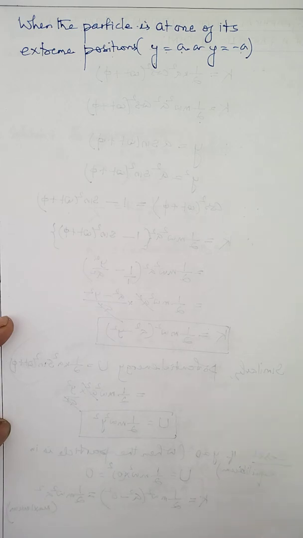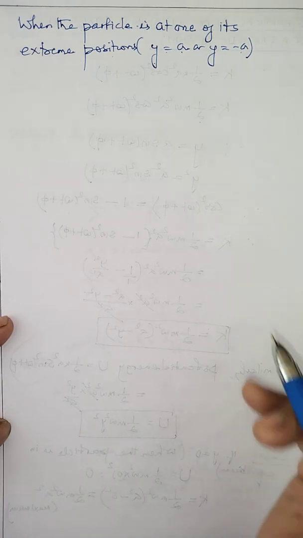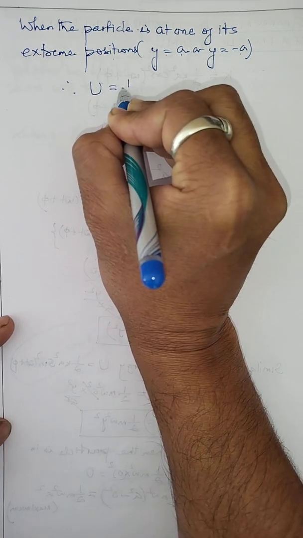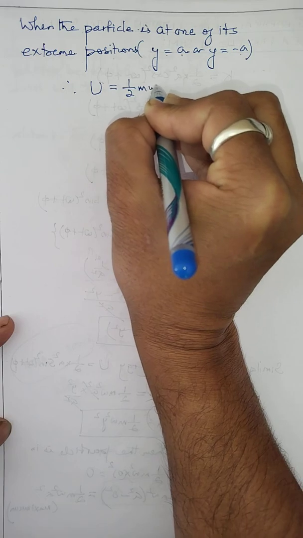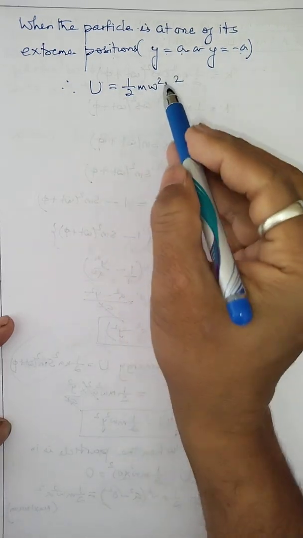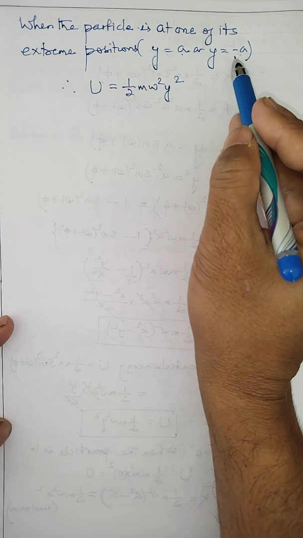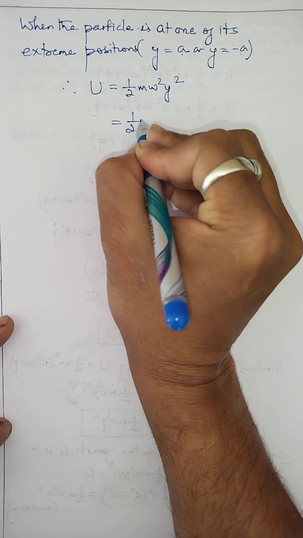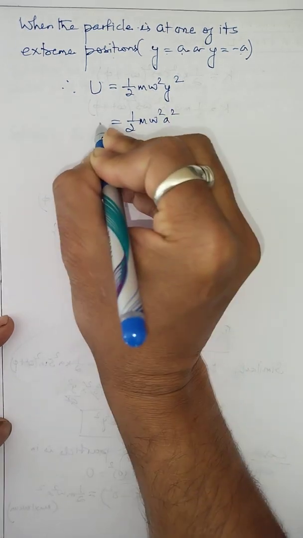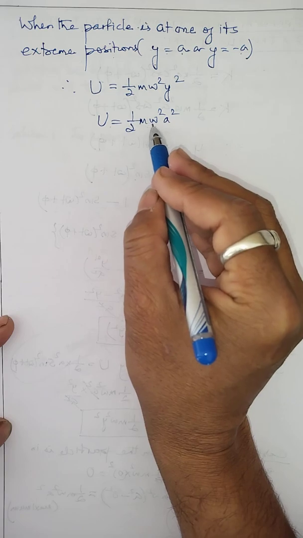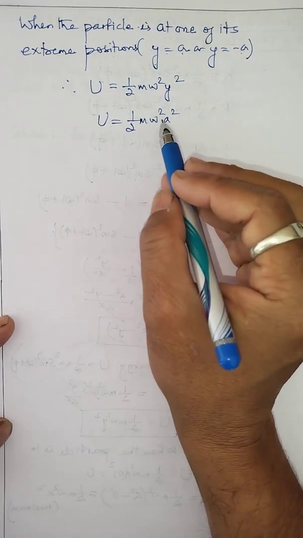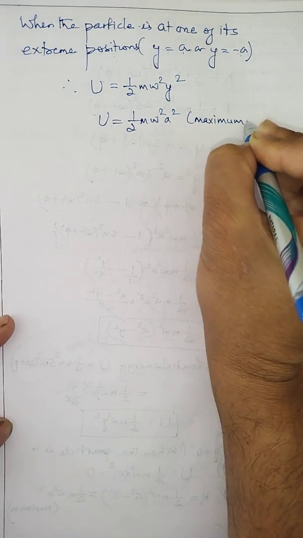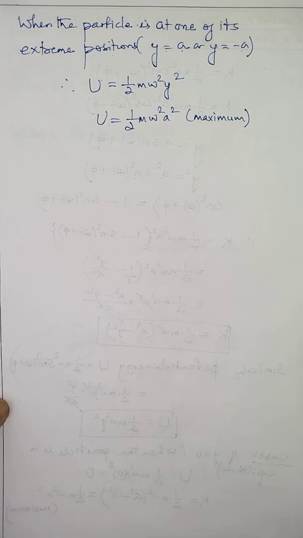So under this case also we calculate the potential energy and kinetic energy. Your potential energy will be given by U. You know the formula: half m omega square y square. Now let me put y as either a or minus a. Since the square is there, it will always be a square. So U equals half m omega square a square. This is the potential energy of the particle, and this potential energy is maximum.